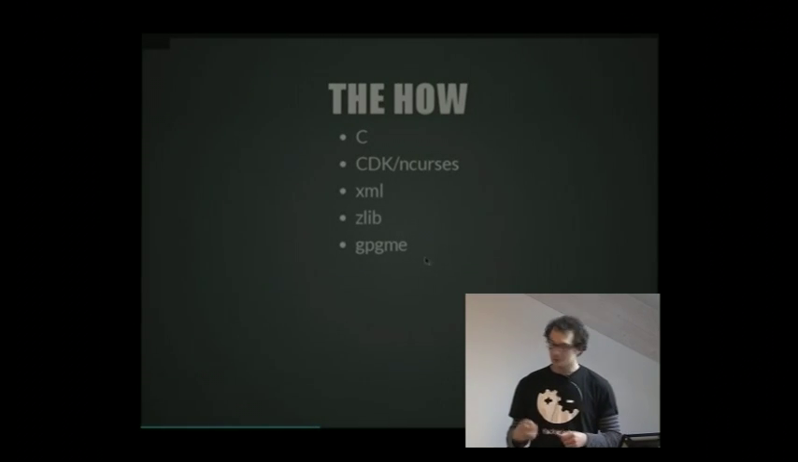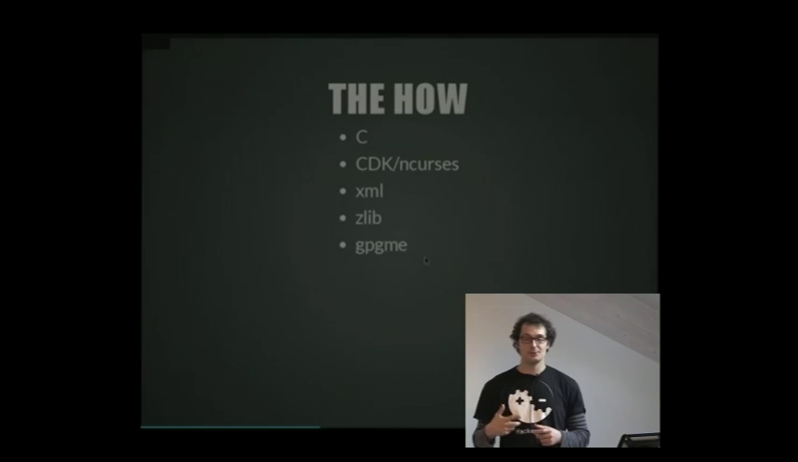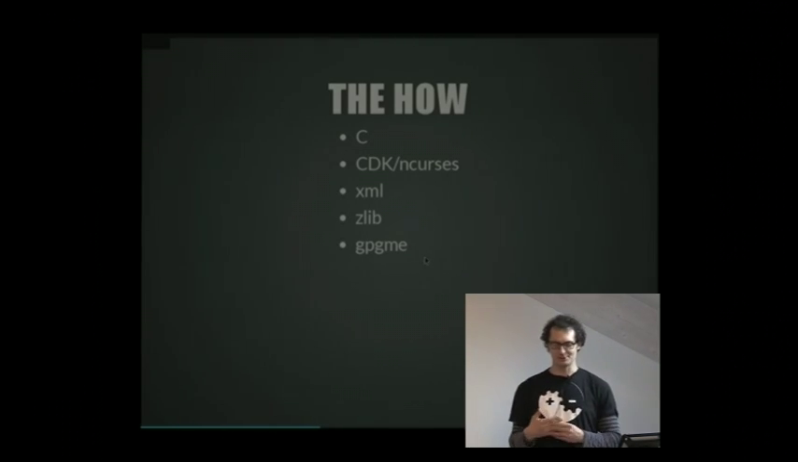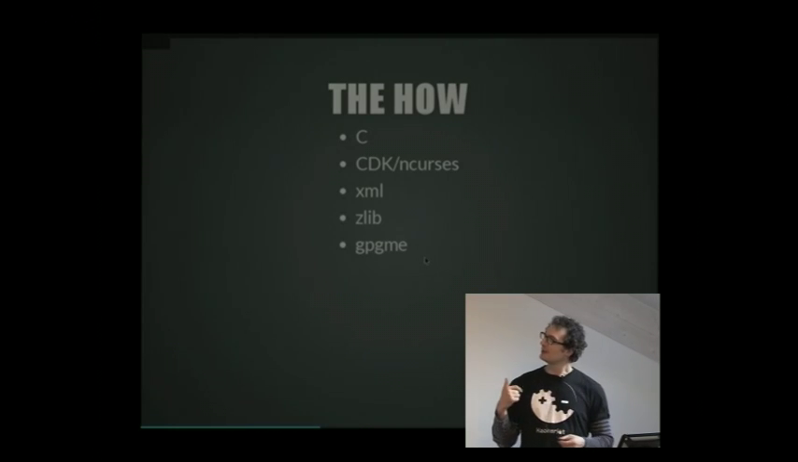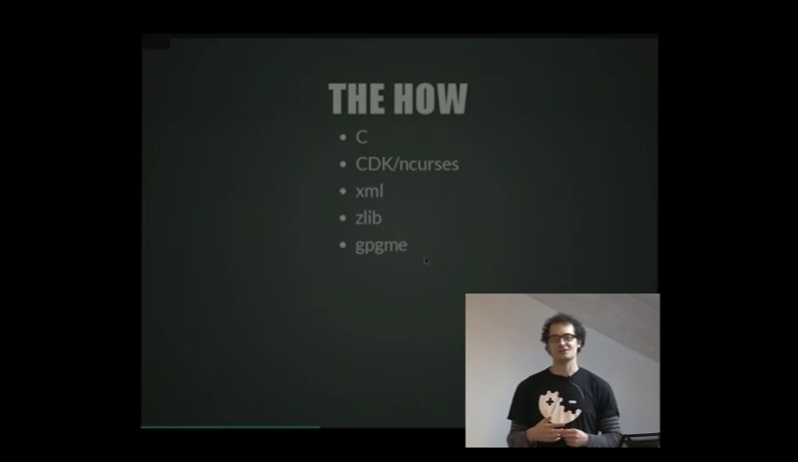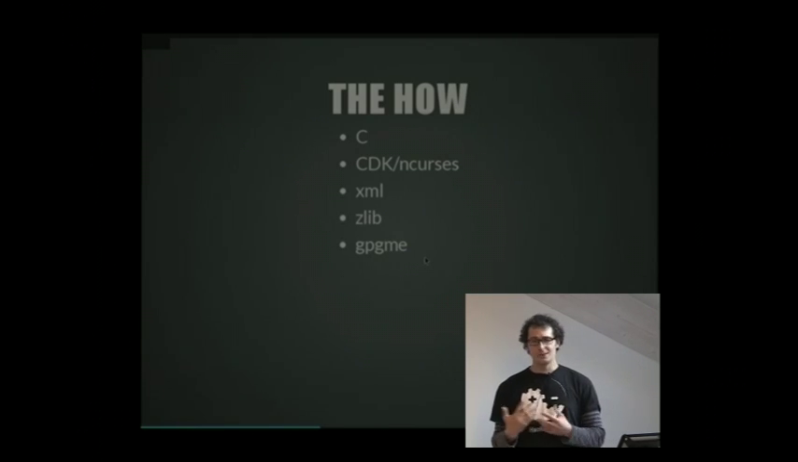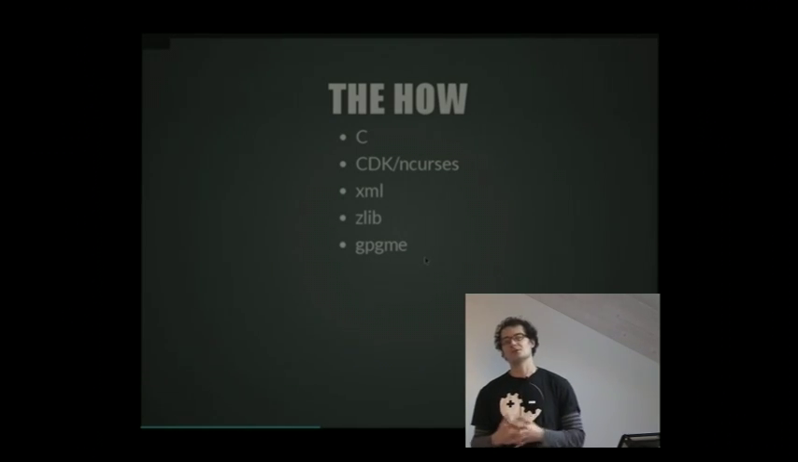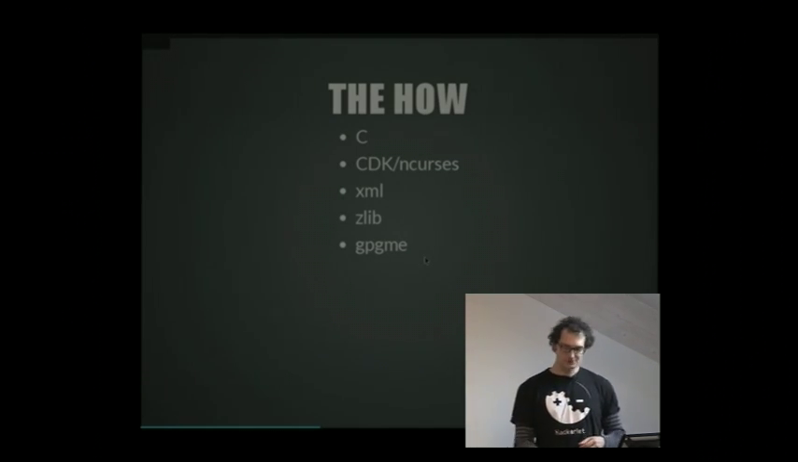Yes. So, how does CPM achieve its goals of keeping around the password manager? Well, first of all, it's made in C with something called the console development kit, which is really just a fancy wrapper for ncurses. It uses XML-lib, zlib to compress the data, and GpgMe to talk to GPG. So the rest of it should be fairly simple, right?